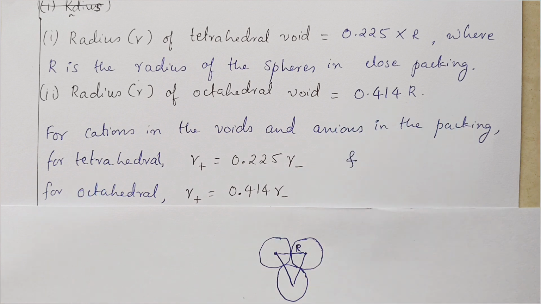If you have an ionic compound, with cations in the voids and anions in the packing, for tetrahedral, the radius of the cation R plus would be equal to 0.225 into R minus, that is radius of the anion, and for octahedral, R plus, that is radius of cation, would be equal to 0.414 R minus.